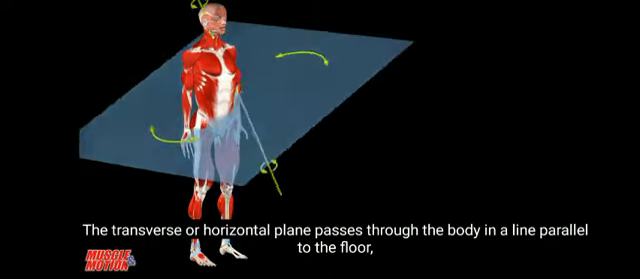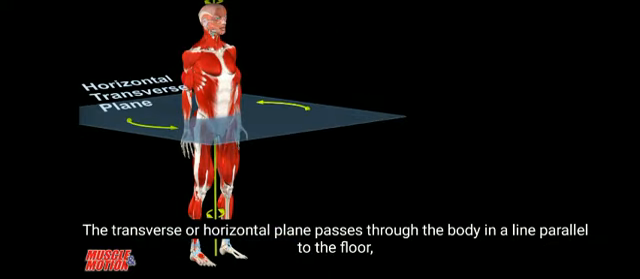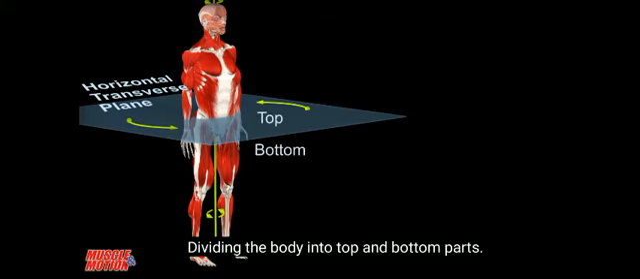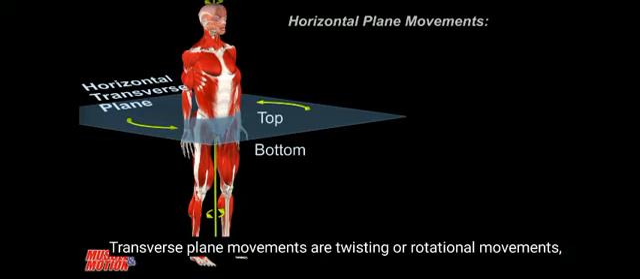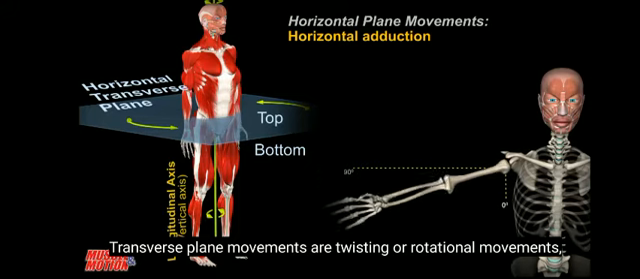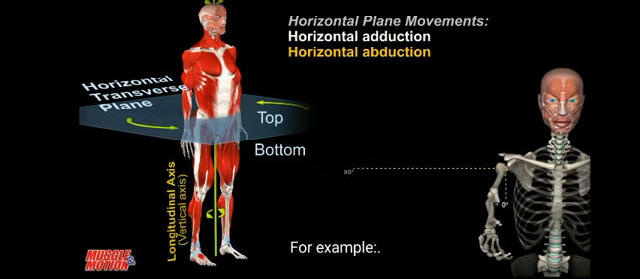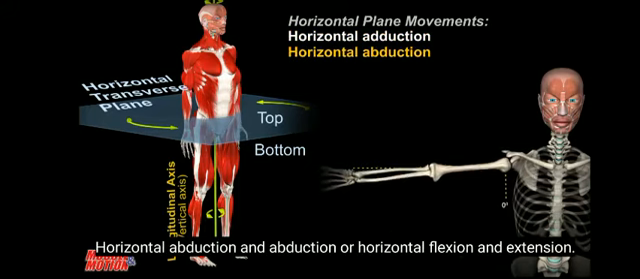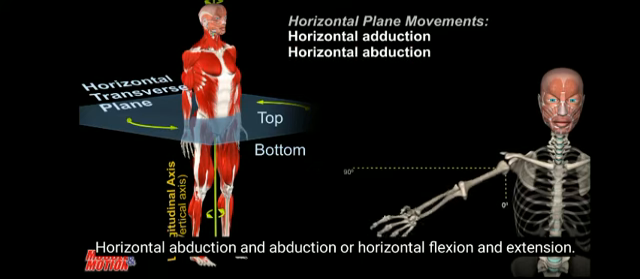The transverse, or horizontal plane, passes through the body in a line parallel to the floor, dividing the body into top and bottom parts. Transverse plane movements are twisting or rotational movements. For example, horizontal adduction and abduction, or horizontal flexion and extension.